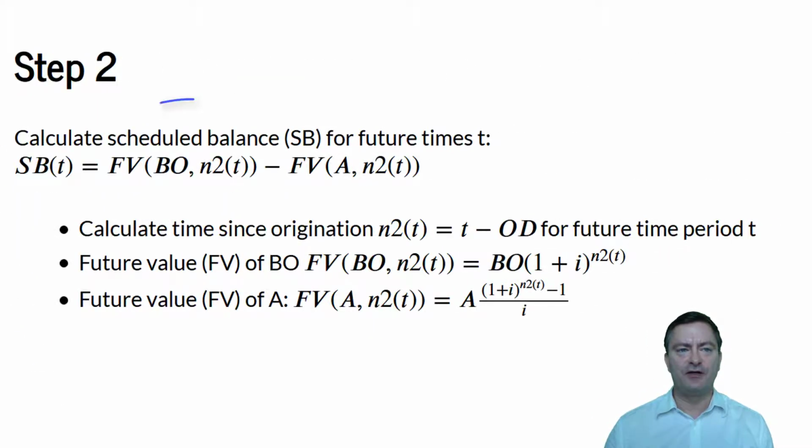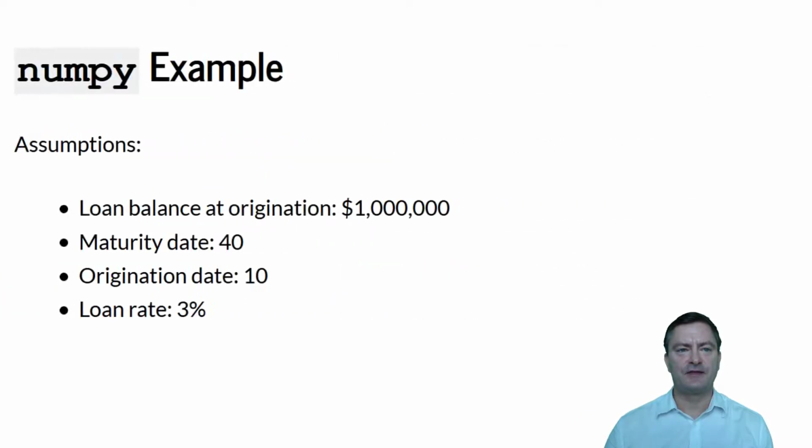In a second step, we calculate the scheduled balance for future time periods as the difference between the future value of the loan balance at origination and the future value of all the annuities paid between the loan origination and the observation time. We calculate the time since origination as the difference between the observation time and the origination date. We calculate the future value of the loan balance and the future value of the annuities.